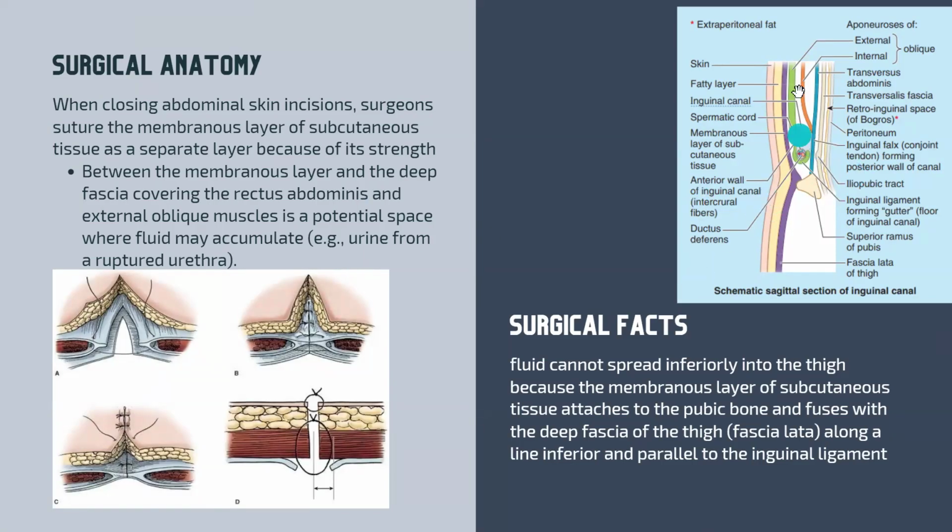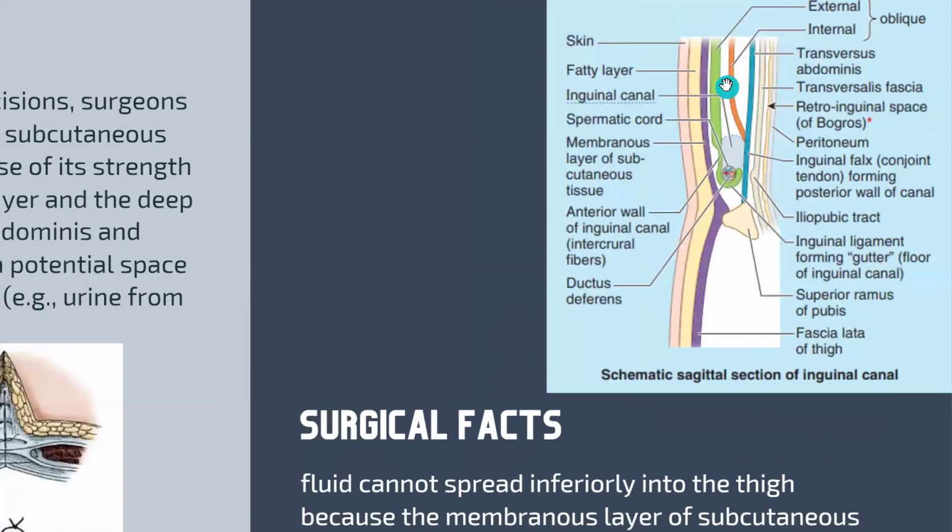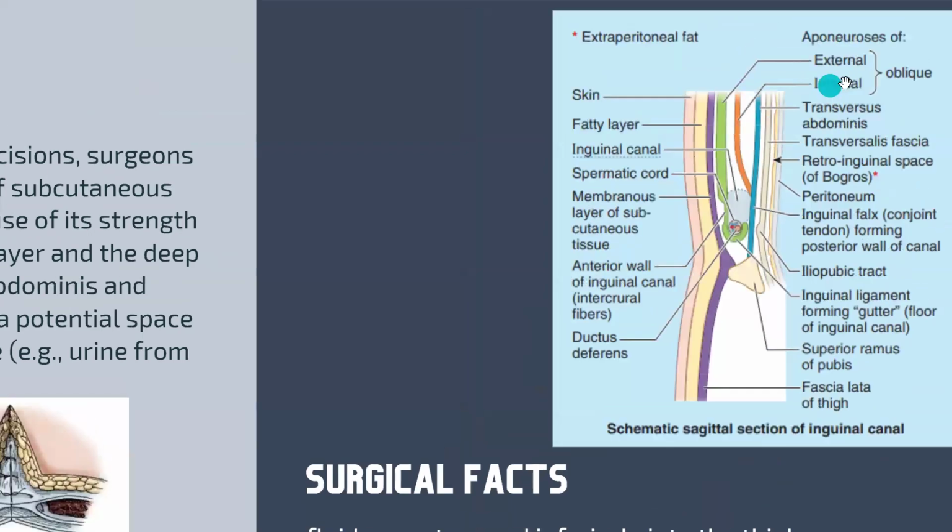However, in this picture, which is also a very nice picture, you can see this is the lateral aspect of the abdominal wall. You can see here the aponeurosis of the internal and external obliques. And this is the membranous part, and this is very important. The membranous part, which is Scarpa's fascia. This is Scarpa's fascia here, and this is the skin.